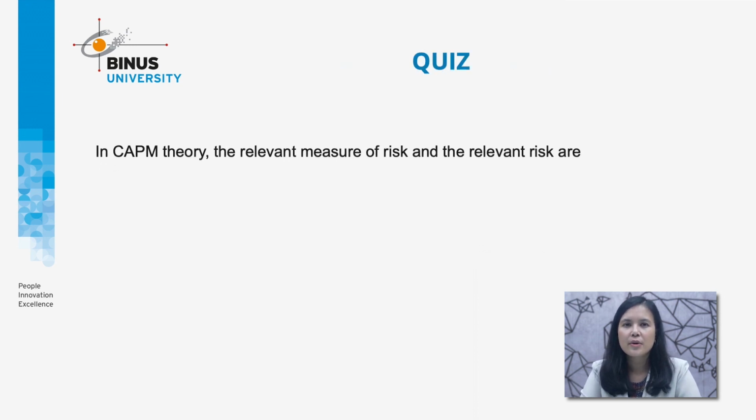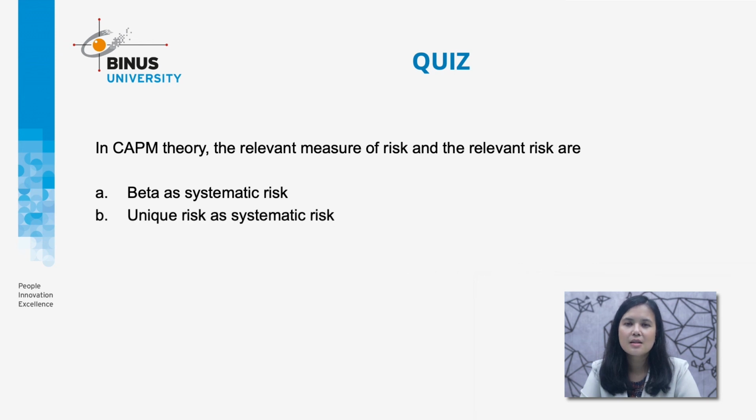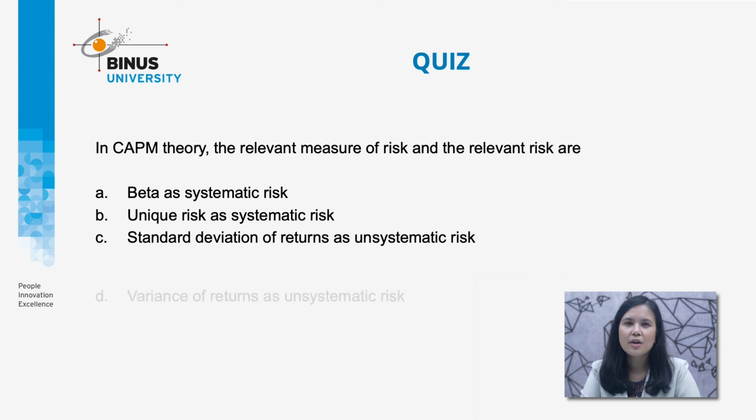In CAPM theory, the relevant measure of risk and relevant risks are: A. Beta as systematic risk, B. Unique risk as systematic risk, C. Standard deviation of returns as unsystematic risk, and D. Variance of returns as unsystematic risk.